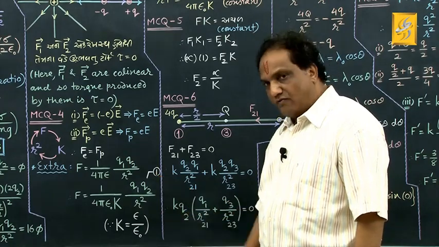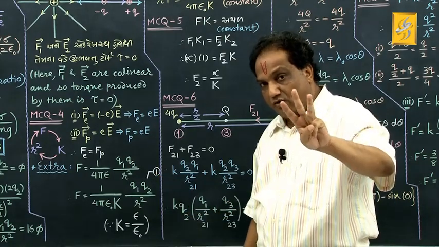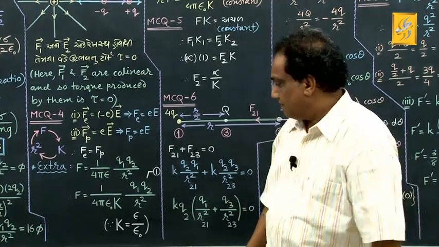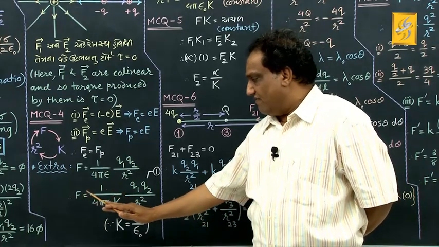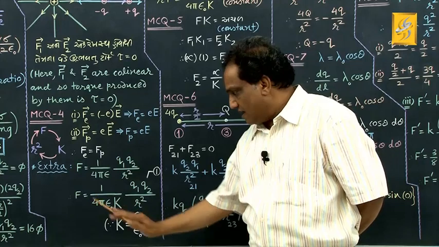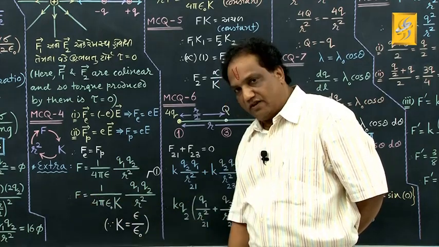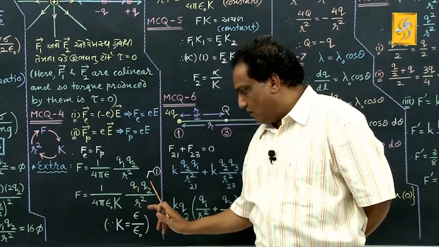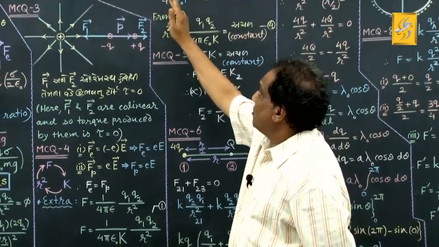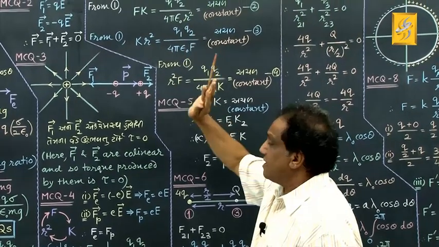From this equation number 1, we will obtain 3 very good relationships which will be further utilized in the further MCQs. Okay? First of all, you find out F into K. So just transfer this K over here. That's all. F into K will be Q1 Q2 upon 4 pi epsilon 0 R square.